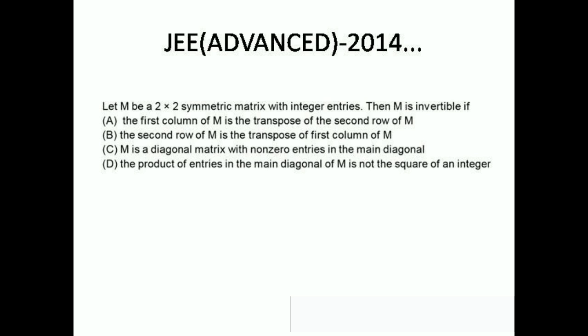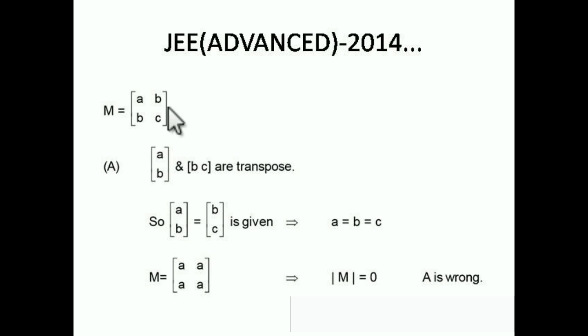So let's say M is equal to [A B; B C]. Why am I doing this? Because if you take the transpose, M transpose is also [A B; B C]. That means M is equal to M transpose and it is a symmetric matrix. So this is a general assumption for a symmetric matrix. The values in the second diagonal must be the same for that. Okay.